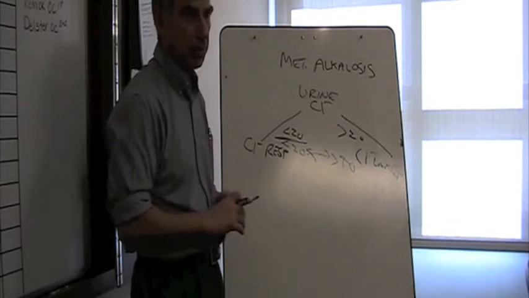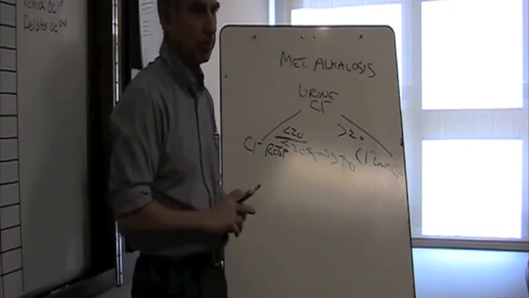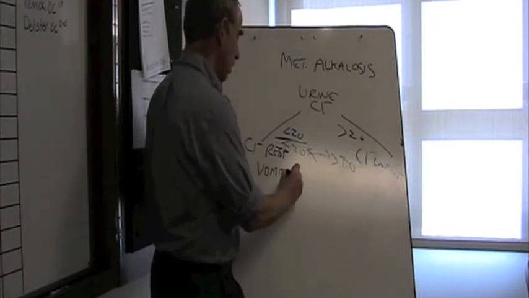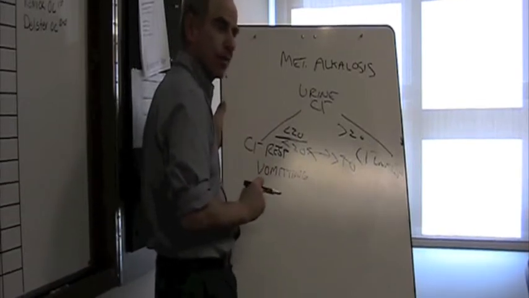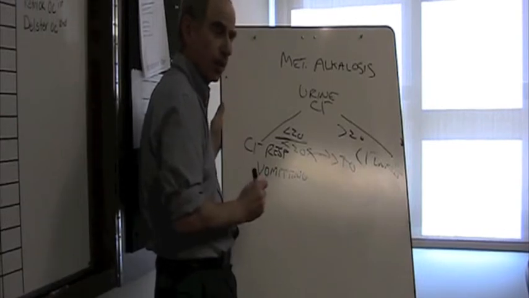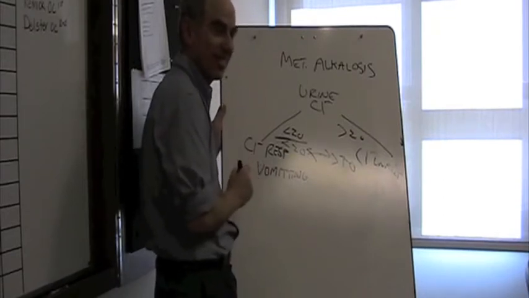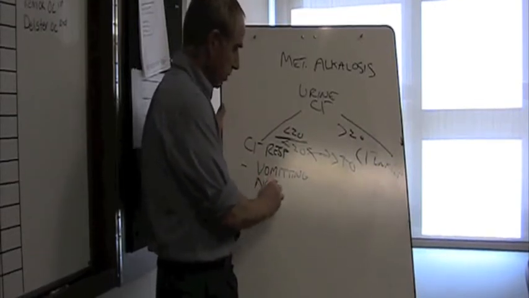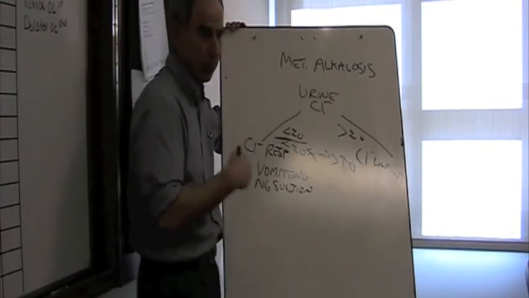Okay, so what are the causes of chloride responsive metabolic alkalosis? Like vomiting. Diarrhea? We just went through diarrhea on another list, that's a non-gap metabolic acidosis. So diarrhea is not on this list. Vomiting, what else? NG suction, which is kind of the same thing. You're losing chloride and acid through the NG or through vomiting.